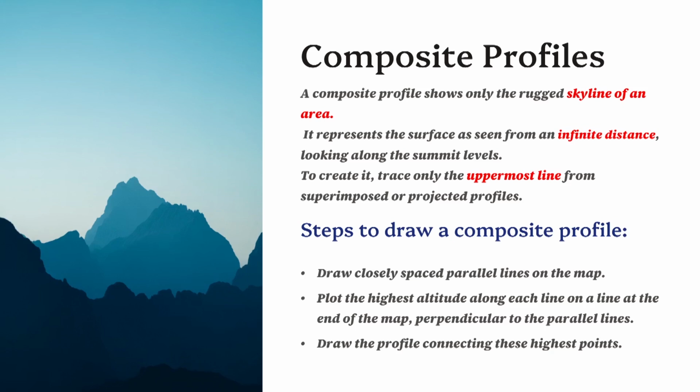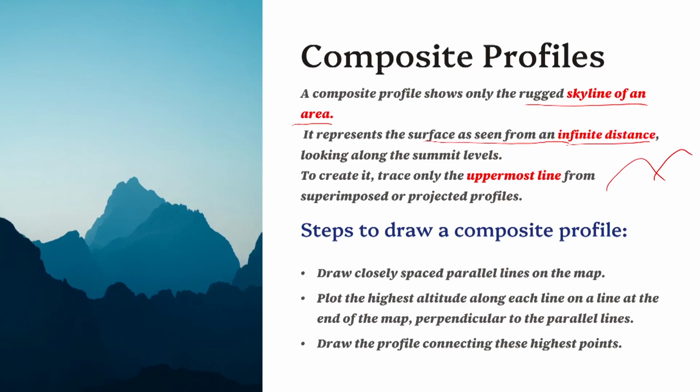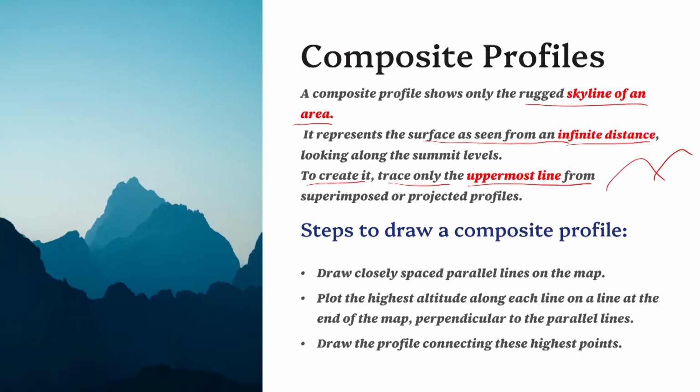Then the composite profile. The composite profile shows only the rugged skyline of an area, with the above line only, which is the top elevation. That only we can show through the composite profile. It represents the surface seen from infinite distance. Infinite distance means you can see from some distance whatever the highest elevation of that area is, so only that elevation is visible through the composite profile. We trace only the uppermost line, meaning the top elevation, the top spot height of that area.